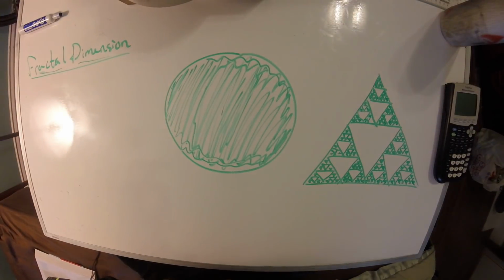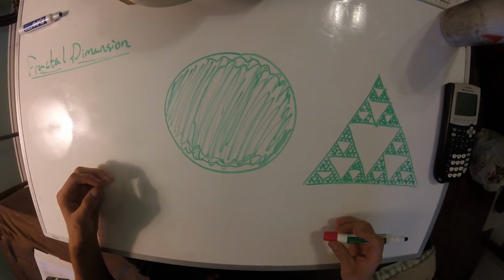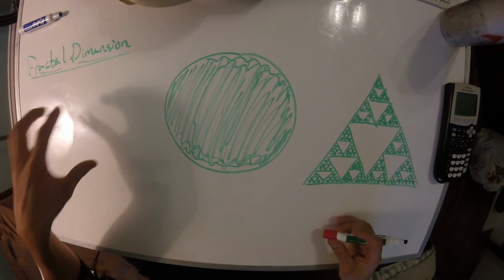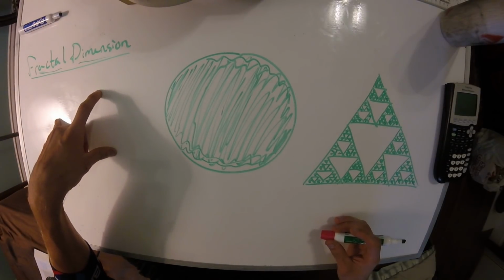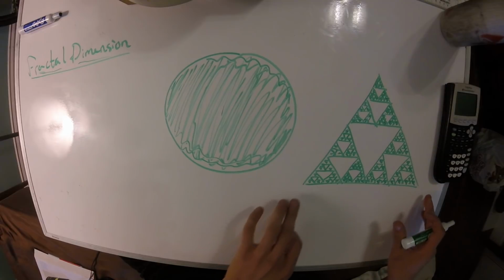Welcome back, team. So we're going to continue on with the fractal topic, but now I'm going to talk to you about how to compute the dimension of an object which is not necessarily self-similar. So what we talked about before was how to compute the dimension of an object that was self-similar.